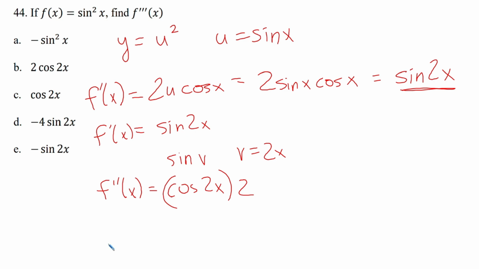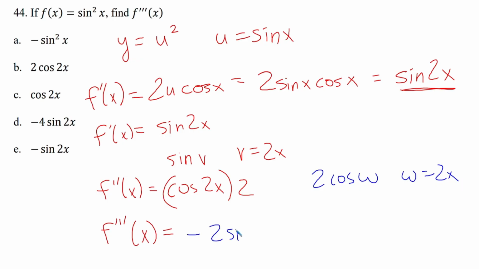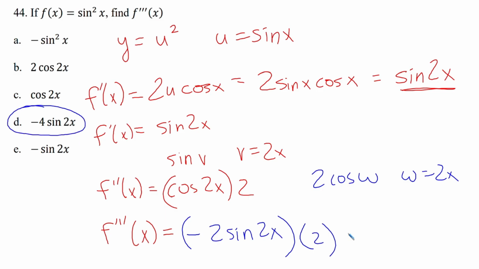And then we'll have to find our third derivative here. And now we'll be treating this as if it is, we'll do this off to the side here. This will be 2 cosine of w, where w is 2x. So the derivative of 2 cosine w is going to be negative 2 sine w. And again, w is 2x. And then we'll multiply by the derivative of the 2x, which is 2. So it looks like we get negative 4 times the sine of 2x, which is choice D.